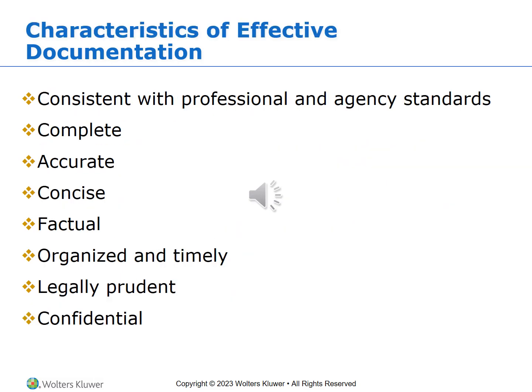So characteristics of effective documentation, or guidelines for effective documentation, begins on 518. Documentation should be consistent with professional and agency standards, complete, accurate, concise, factual, organized, and timely, legally prudent, and confidential. So we are not putting our opinions in here. We are putting strictly facts, and it should align with our guidelines for our profession.